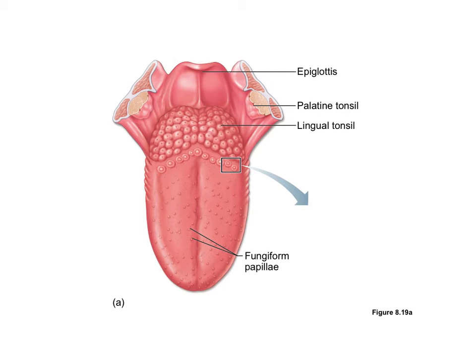Papillae are these little dot structures that are all over your tongue. And then you can see the back of your tongue. You've got the lingual tonsils, palatine tonsils, and then the epiglottis, if you recall, is the flap that helps you to not choke when you swallow things. It covers your airway to keep you from breathing in food and liquids.